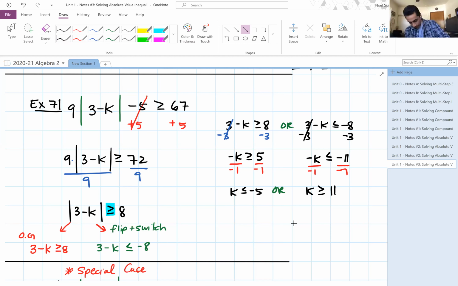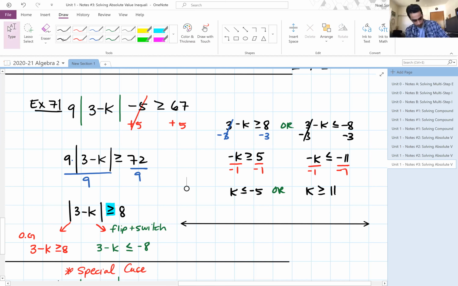Let's plot it on the number line. Here we go. Here's 0. Let's call this 11. Let's call this negative 5. All right, so at negative 5, k is less than or equal to negative 5, so that's a closed circle for us. And then we want to shade over to the left. K is greater than, I'm sorry, greater than or equal to 11. So then that's a closed circle as well. And then greater than, you want to shade to the right. Larger numbers are to the right.